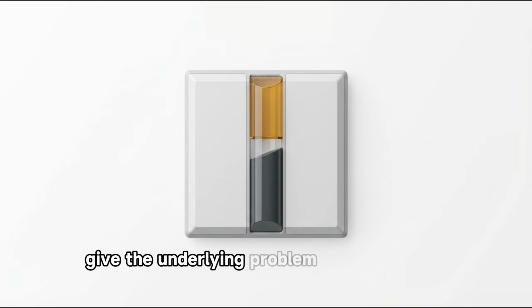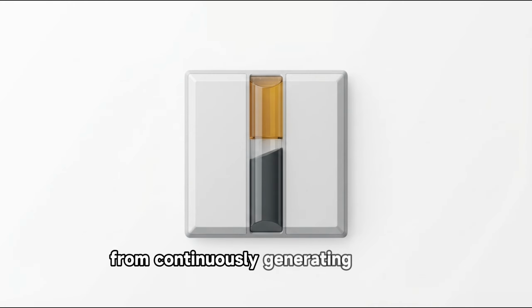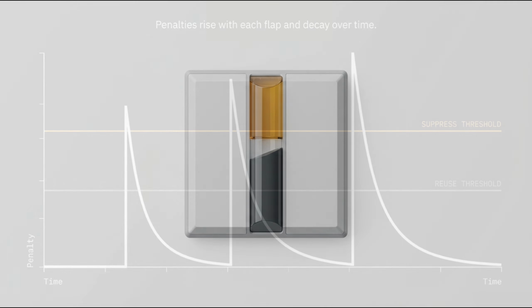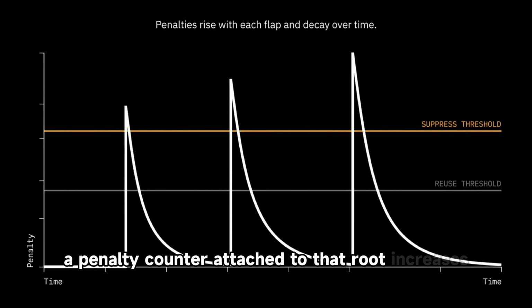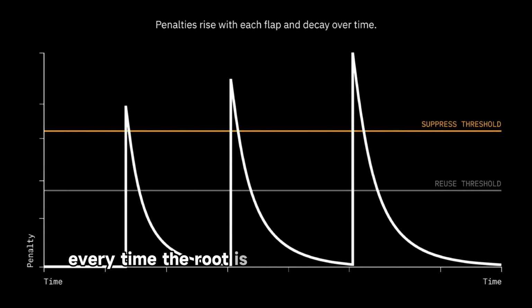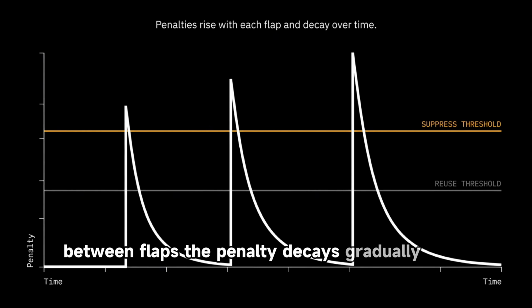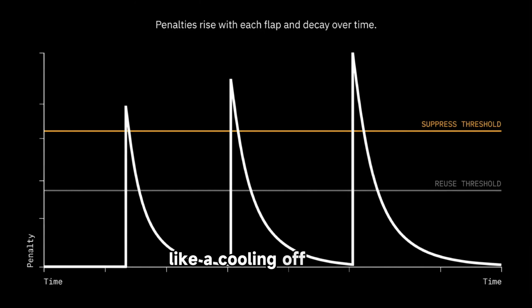Give the underlying problem time to resolve and prevent the instability from continuously generating updates across the network. Here's how it works in practice. Every time a route is withdrawn, every time it flaps from up to down, a penalty counter attached to that route increases. Every time the route is restored, flapping back up, the penalty increases again. Between flaps, the penalty decays gradually over time, like a cooling-off period.